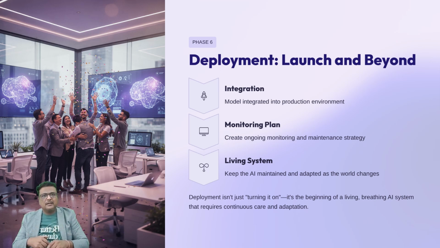You don't just build a ship and leave it in the harbor. You hire a crew to keep it painted, keep the engines oiled, and steer it through the storms. When you finish phase 6, you've actually just started the journey of a living, breathing AI system. And there you have it, 6 phases, one continuous loop. You're doing great. Staying focused on these steps is exactly what's going to set you apart as a professional.